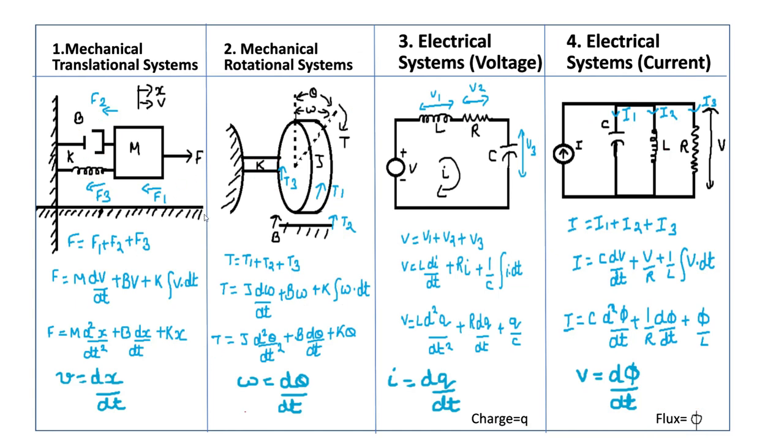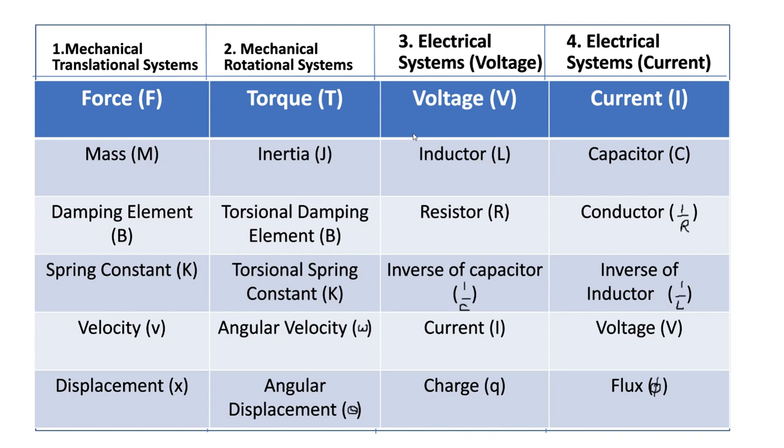Okay, so now here you can see that here it is force, then in second it becomes torque, then in electrical system it becomes voltage and current, then this displacement becomes angular displacement, and then in electrical system it becomes charge and flux. Similarly, this velocity becomes angular velocity in rotational system, and in electrical system it becomes current in this third case, which is voltage case, and voltage in fourth case, which is current. So there it was confusing, so here I have mentioned it clearly.